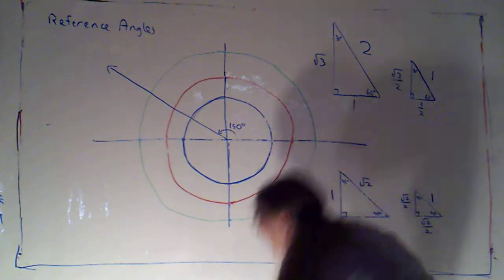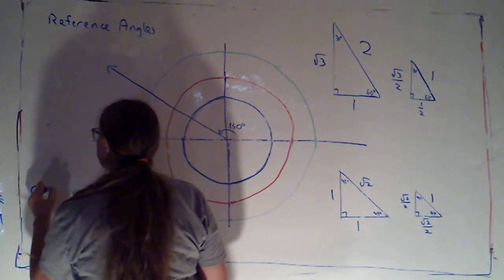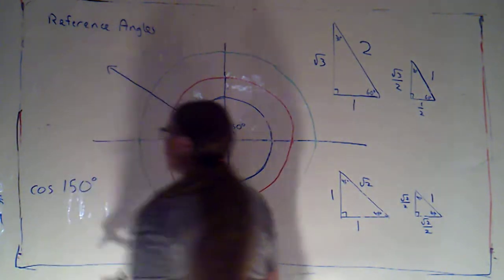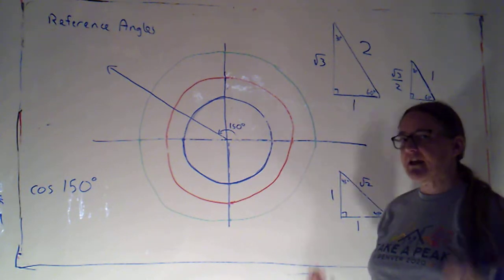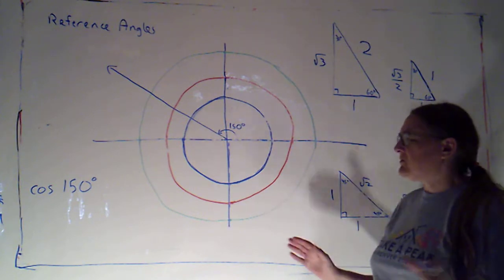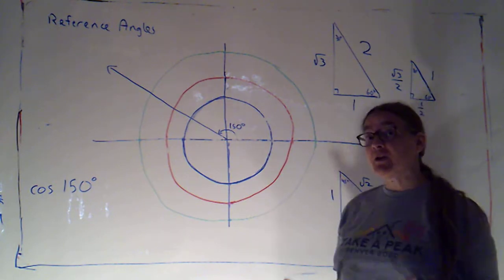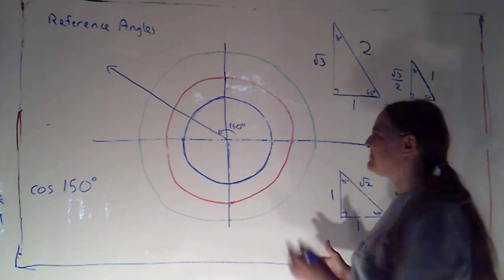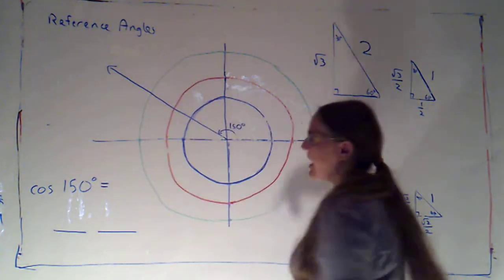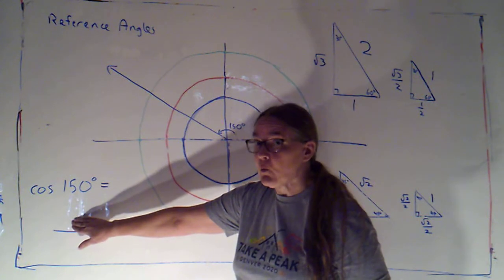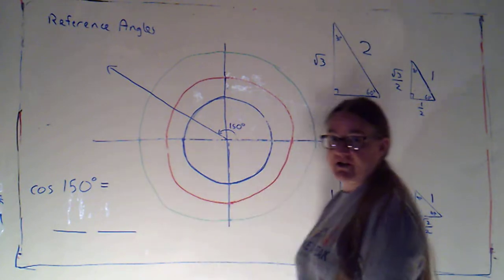Okay, so I've drawn a 150-degree angle on the board here, and I would like to evaluate cosine of 150 degrees. And so I'm going to do that as a 2-step process. Now, it's not necessary that you do things exactly the same way I do. It's important that you understand what's going on. Okay, so my 2-step process, I'm going to figure out the sign, whether it's positive or negative, and then I'm going to figure out the absolute value that I attach to that sign.